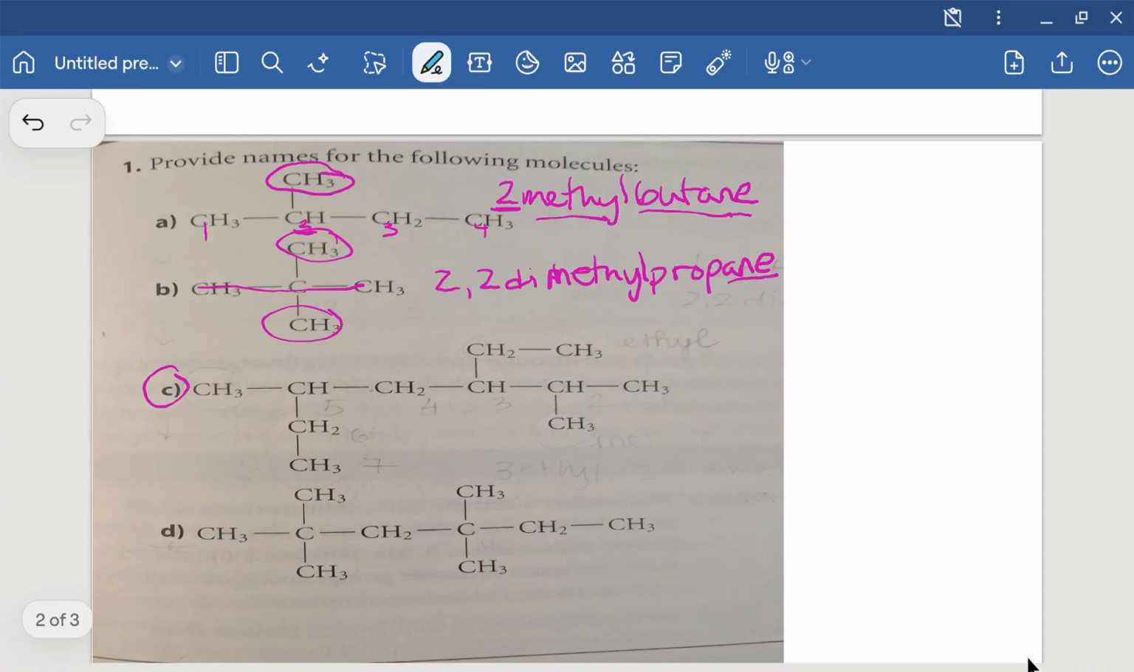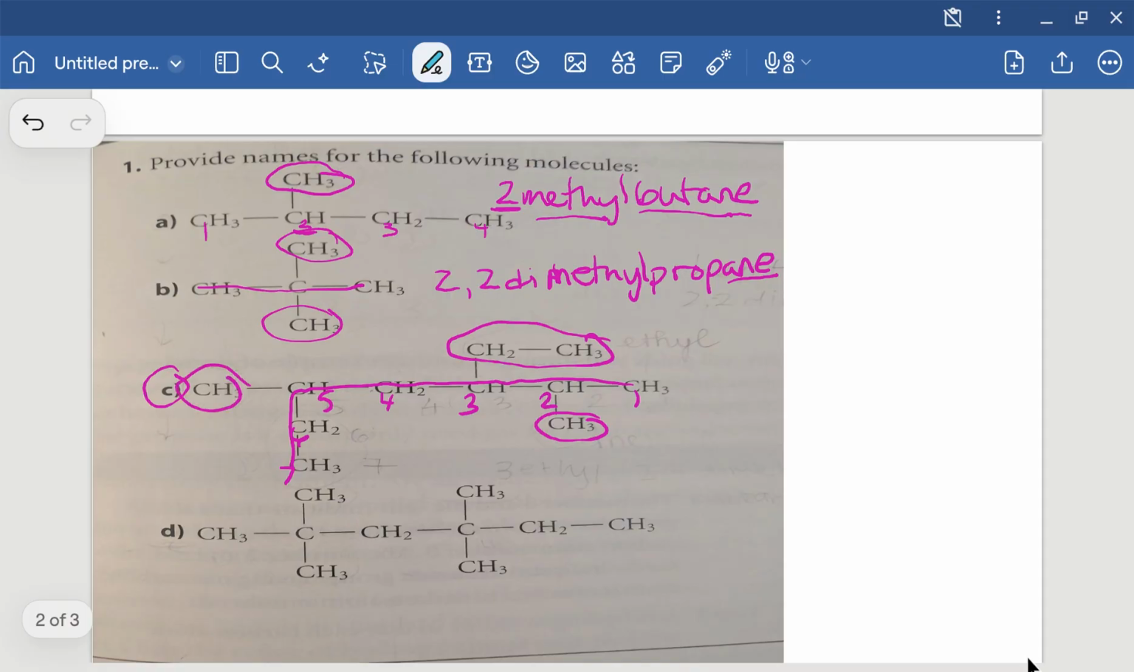Now, letter C here, going and finding your longest chain possible. So I'm just going to take a look, and it looks like our longest chain is kind of already there with some prior work on this page, but we're going to number our carbons. So carbon 1, 2, 3, 4, 5, 6, and 7, starting from the right, giving our first side group on carbon 2, and then we have this ethyl group, and then we have one more methyl group on carbon 5.